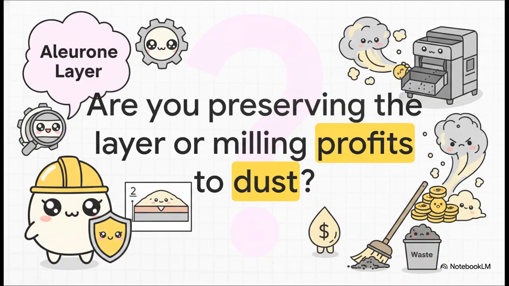So I'll leave you with this one highly cynical question to ask about your facility's unit operations. Are you actually precisely preserving the aleurone layer, balancing thermodynamics and defending your yield? Or are you just mechanically milling your profits right into rancid dust? When you look at the data, industrial milling is not farming. It is a highly sophisticated science. And frankly, it's probably time to reconsider every single technical tolerance on your floor.